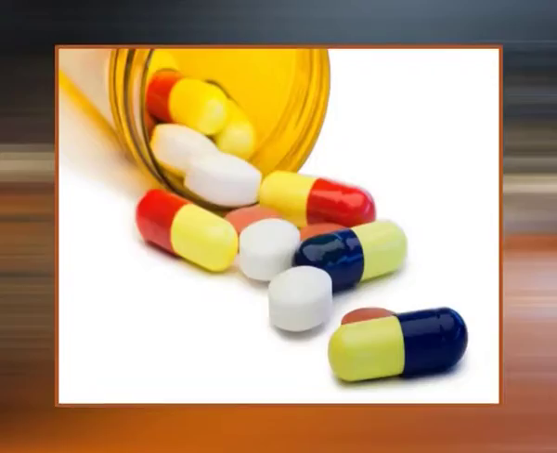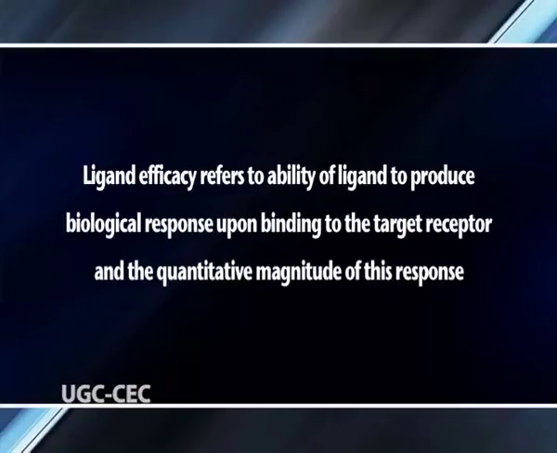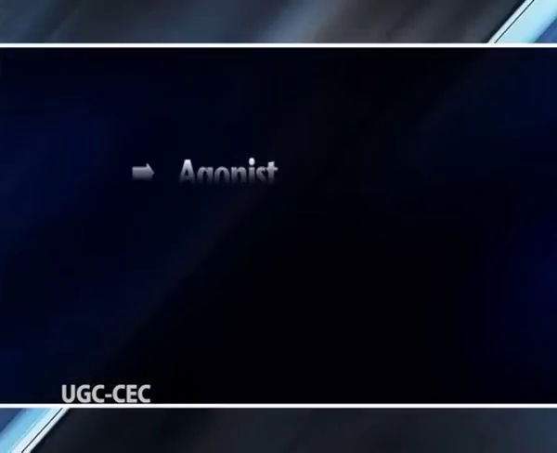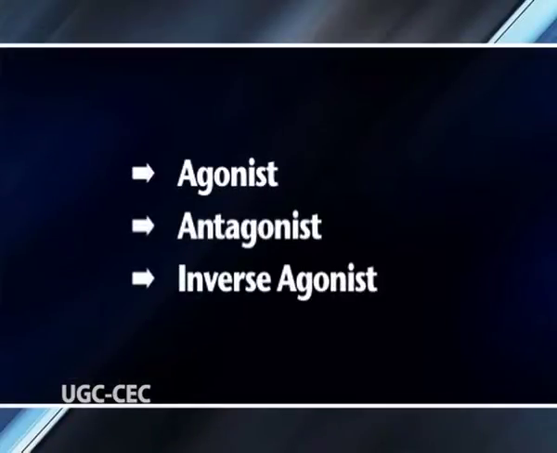Binding affinity data alone does not determine the overall potency of a drug. Potency is a result of the complex interplay of both the binding affinity and the ligand efficacy. Ligand efficacy refers to the ability of the ligand to produce a biological response upon binding to the target receptor and the quantitative magnitude of this response. This response may be as an agonist, antagonist, or inverse agonist depending on the physiological response produced.